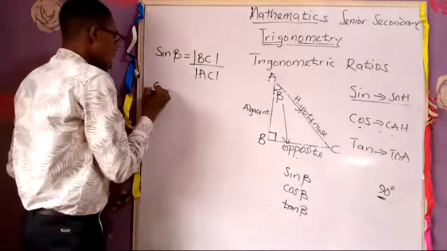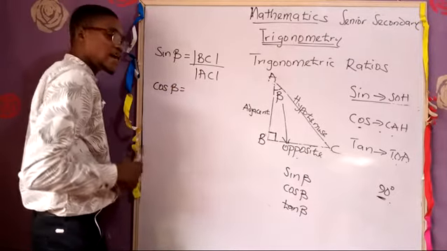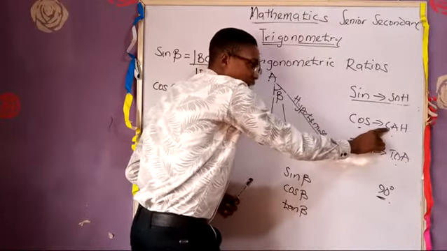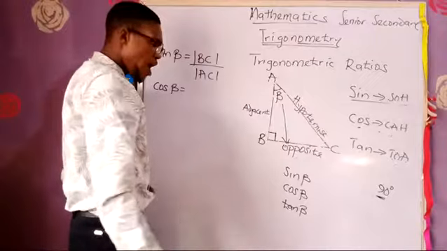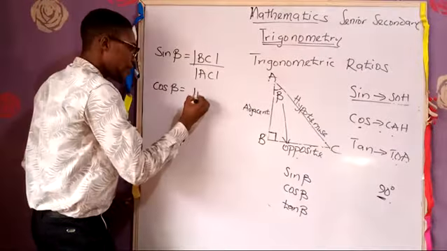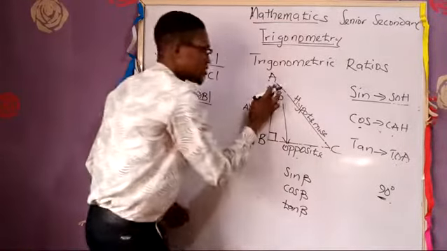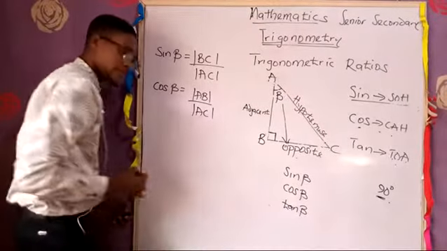Now let's go. Cos beta. That stands for CAH, cosine of what? Adjacent over hypotenuse. What is my adjacent? Line AB. AB over, what is my hypotenuse? Line AC.